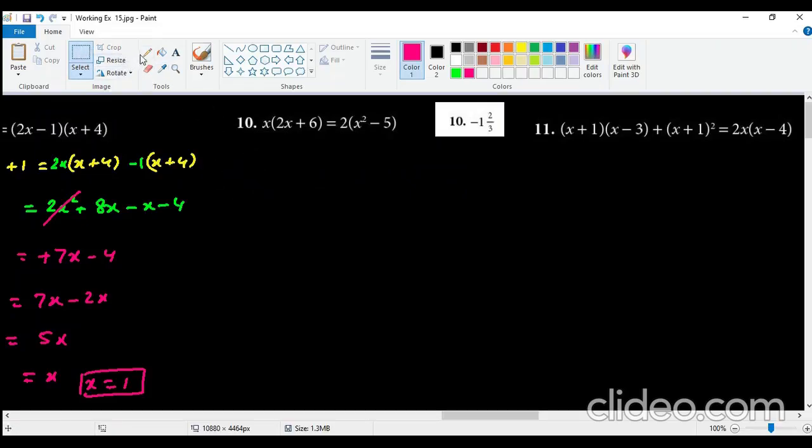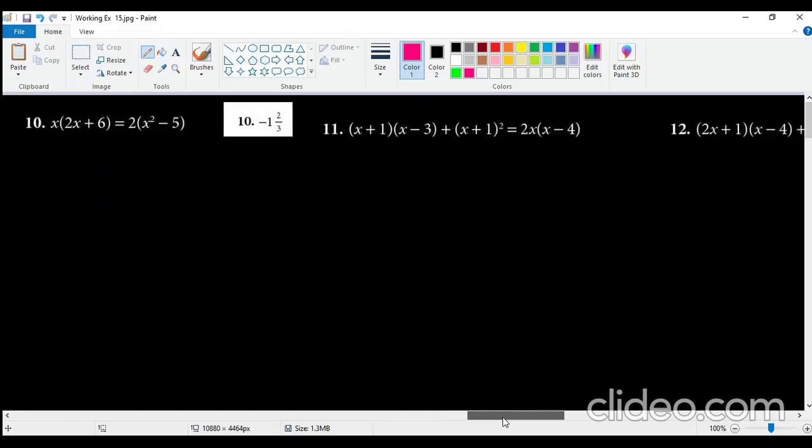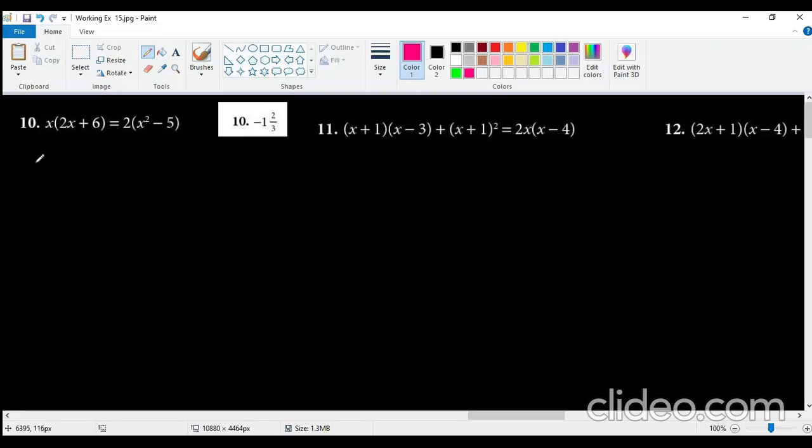So first one is going to give us a 2x square. It's 2x square plus 6x, and this side 2 times x square is a 2x square, plus minus 10. So 2x square and 2x square are going to be cancelled. 6x equals negative 10. That means x equals negative 10 over 6.